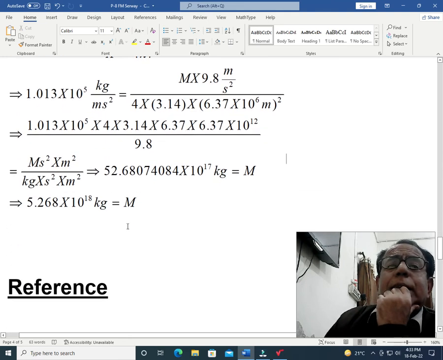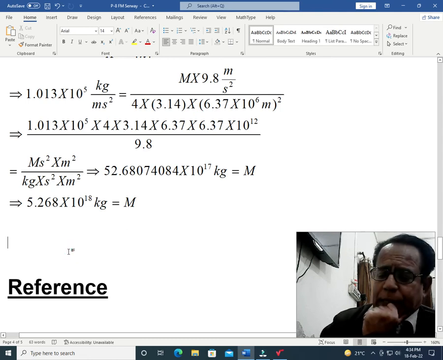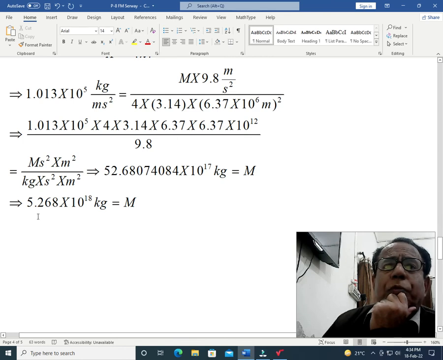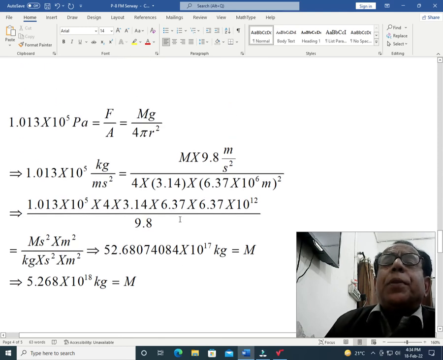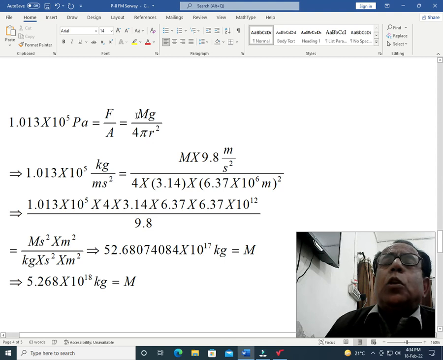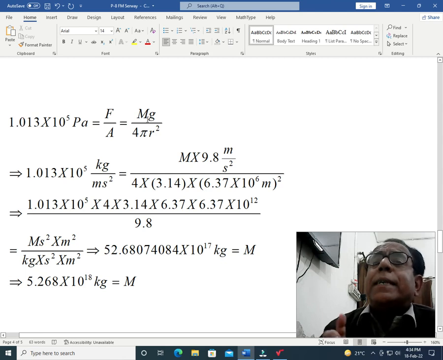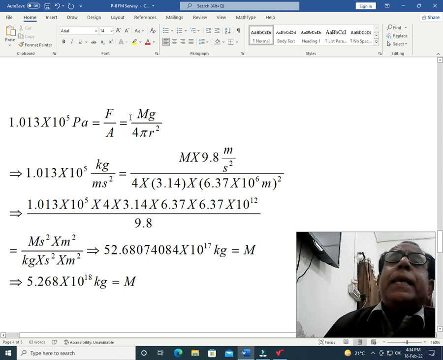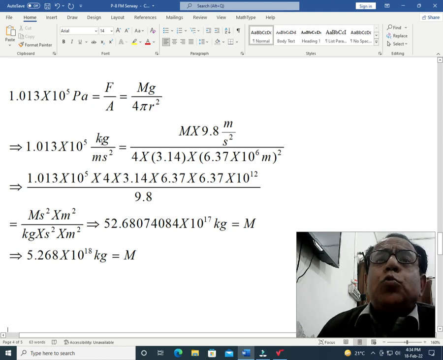So our solution has become: mass of earth, capital M, equal to 5.268 into 10 raised to the power 18 kg. So what mistake was appearing in this problem before rectifying it was that F is equal to mg. Here M stands for mass. M does not stand for meter. Okay. Here in place of Pascal we have used kilogram per meter second square.